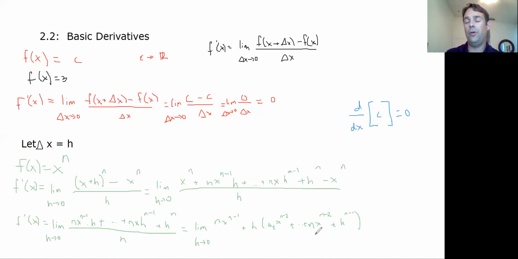And if I plug 0 in here, notice what happens. This whole term right here is going to be multiplied by 0. So the whole thing goes away. And I'd be left with just n times x to the n minus 1. Well, this is our second really big derivative we need to worry about.